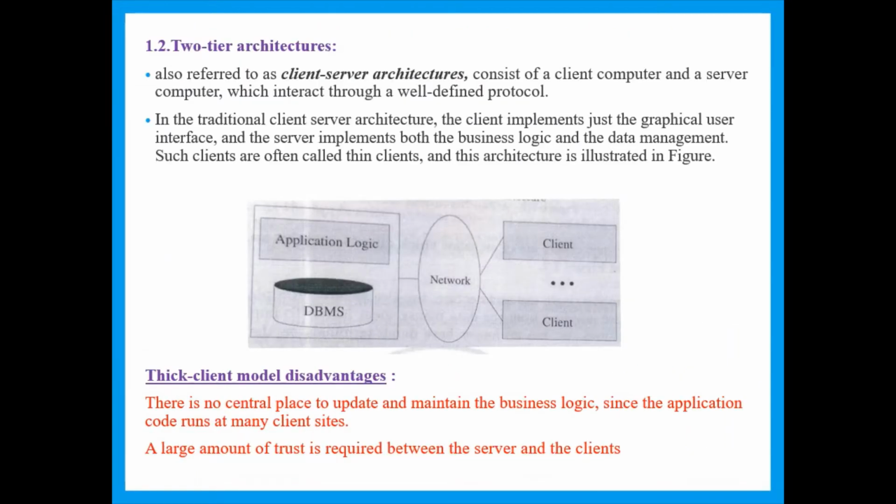Here we are explaining two-tier architecture. Two-tier architecture is also referred to as client-server architecture. It consists of a client computer and a server computer, which interact through well-defined protocols. In the traditional client-server architecture, the client implements just the graphical user interface and the server implements both the business logic and data management. Such clients are often called thin clients, and this architecture is shown in the figure.